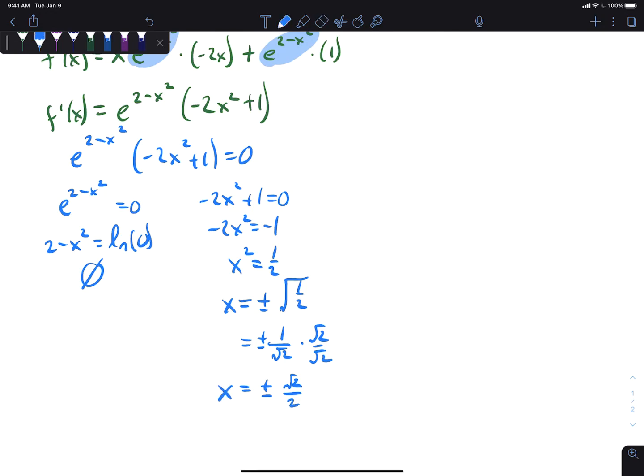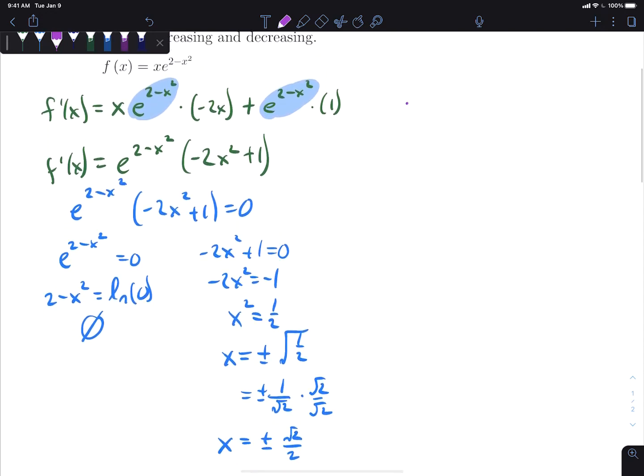So technically, there are two critical numbers here, x equals negative root 2 over 2, and x equals positive root 2 over 2. So negative square root of 2 over 2, and positive square root of 2 over 2. Excellent. Now, to use the first derivative test, we want to find numbers to the left, in the middle, and to the right of those numbers. So I'm going to use, let's say negative 1, 0, and 1.